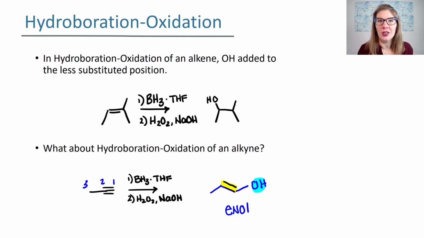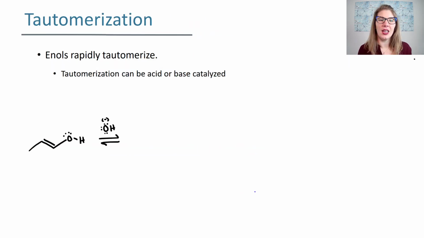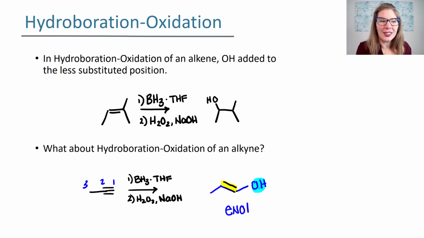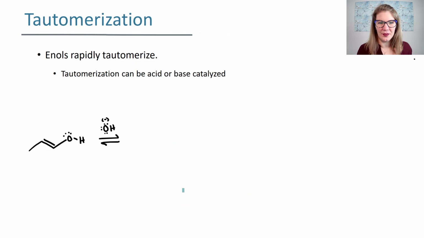What happens to these? Well, they do something called tautomerization. Enols rapidly tautomerize. You cannot isolate an enol very well at all. And they tautomerize with even the smallest amount of acid or base. Well, during the reaction, you added a base. You don't believe me? Let's go back. Look at this second step, right? You added sodium hydroxide right there. So you definitely have base in order for this reaction to happen.